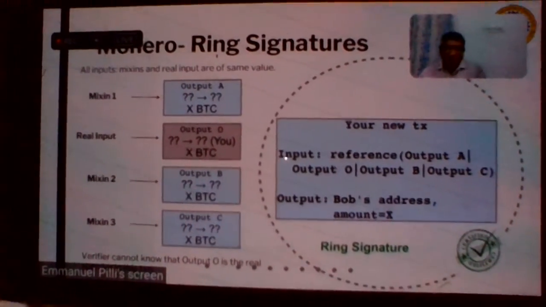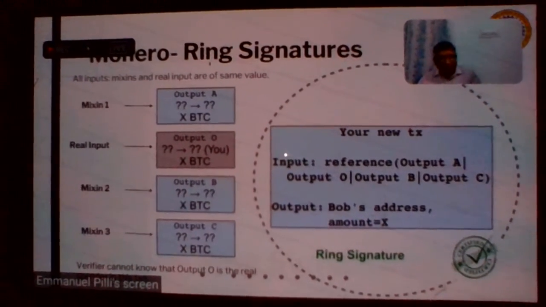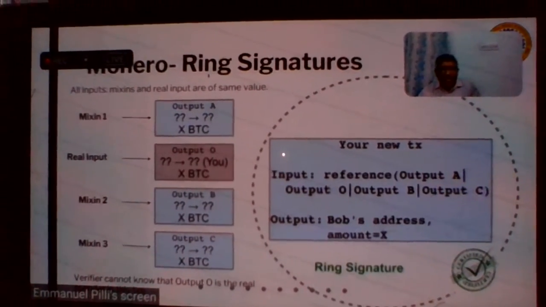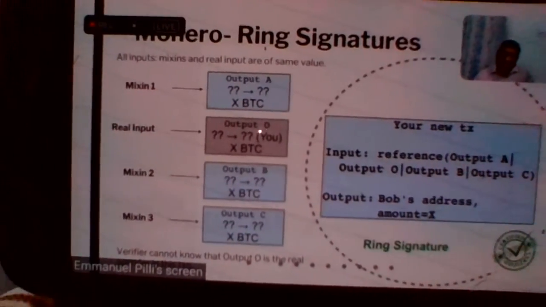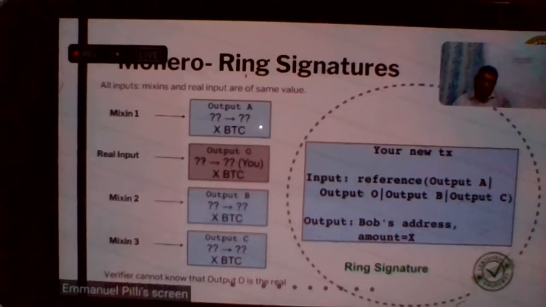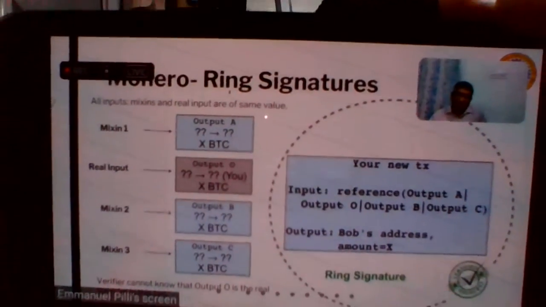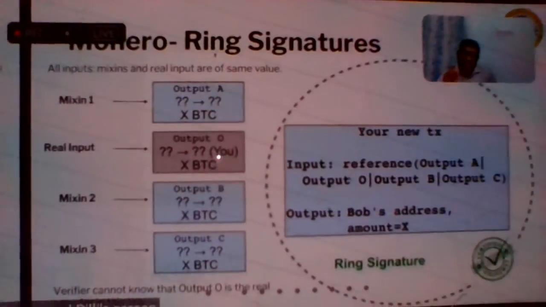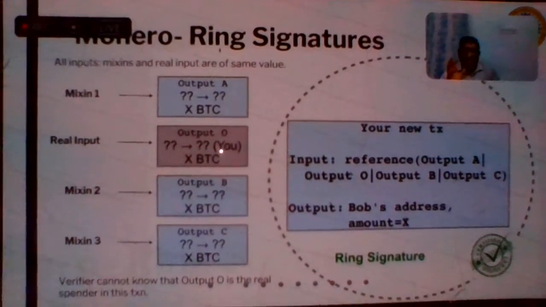This is the example here. Output A, output B, output C are all the same. All inputs, mix-ins and the real input, are of the same value. The real input is actually output O, along with output A, output B, output C. Everything is the same value. A, B, C and O are the same, so they are going from sum to sum. A, O, B, C are addresses, and the Bitcoin amount X is being transmitted. Mix-in 1, mix-in 2, mix-in 3 are the mix-in values.